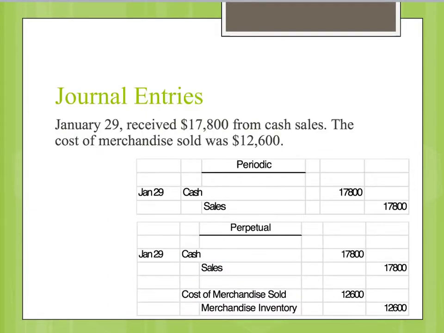This is our last transaction we're going to look at. January 29th, received $17,800 from cash sales. The cost of merchandise sold was $12,600. Well, under the periodic system, we have Cash and Sales, $17,800. Perpetual, we have the Cash and Sales with the addition of the inventory piece.